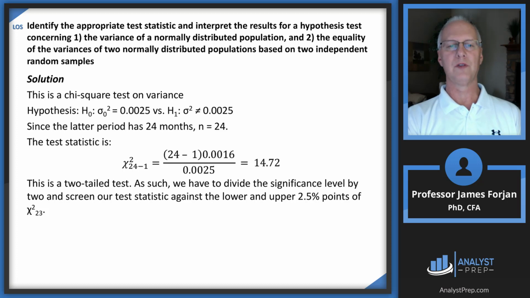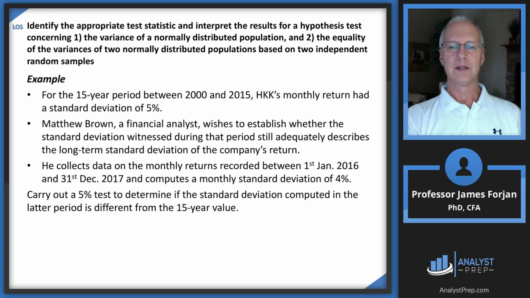So our test statistic is the chi-square, since we are evaluating the variance. And so we can compute that as 14.72. What else do I want to say about this? Notice in the numerator you have 0.0016. That's down here at the bottom bullet point, our monthly standard deviation of 4%.